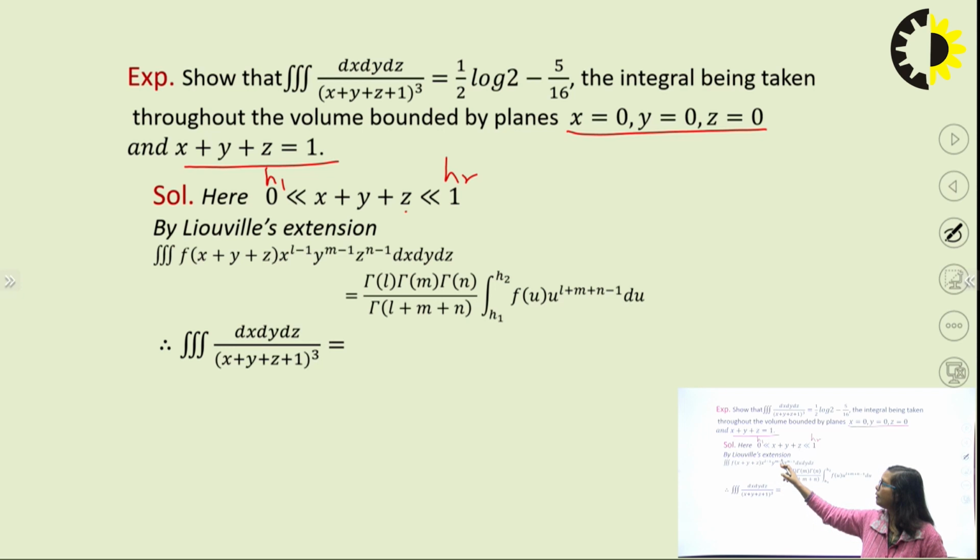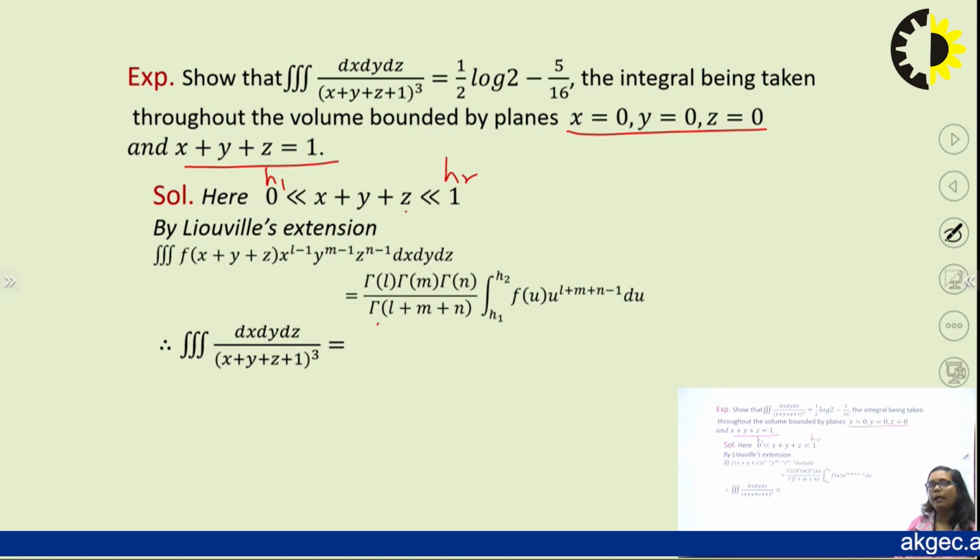So by Liouville's extension, what we have is the triple integral f of x plus y plus z, x to the power l minus 1, y to the power m minus 1, z to the power n minus 1, dx, dy, dz, which we have already discussed. This is gamma L, gamma m, gamma n by gamma L plus m plus n, integral h1 to h2 f of u, u to the power L plus m plus n minus 1, du.